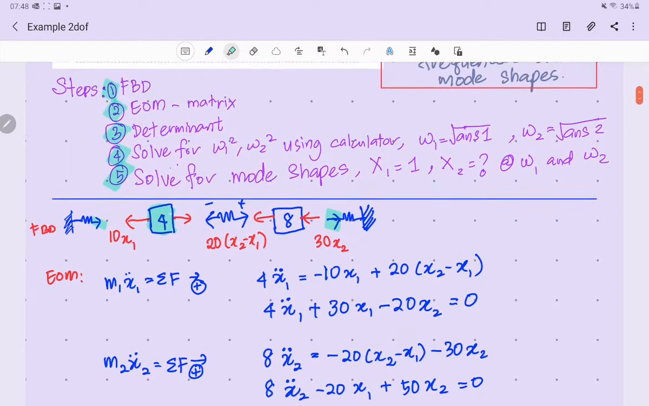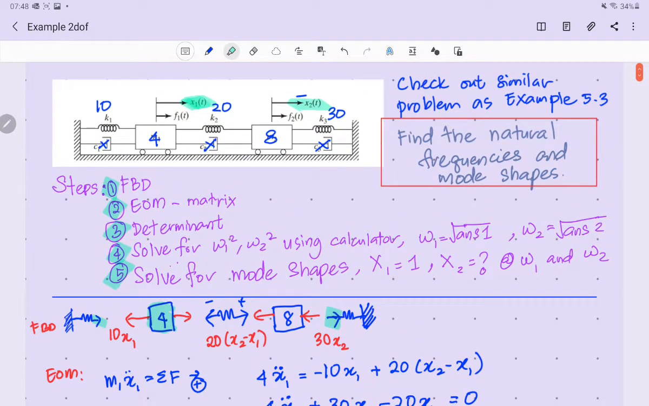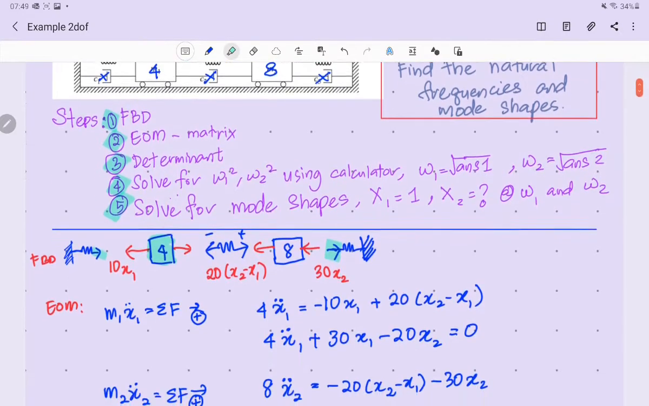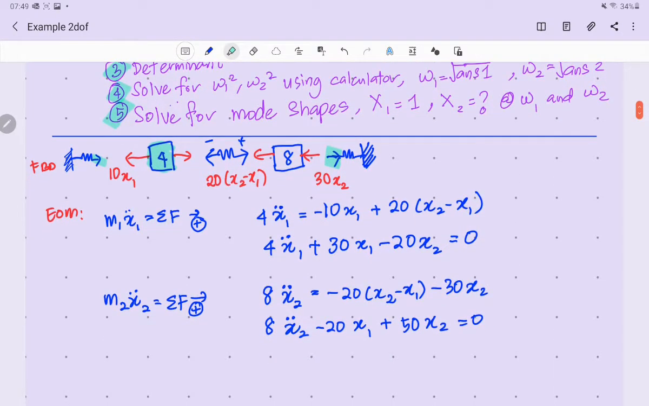You can see that the direction to the right is positive, so we use the same designation here. It goes to the right positive, for both. For the first equation, the mass is 4, that's why you have m1 x double dot 1. Then you can see the action reaction forces: the 10x1 is to the left, so that's why you get negative. The one to the right, you get positive. So there are only two forces there, then you rearrange the terms.